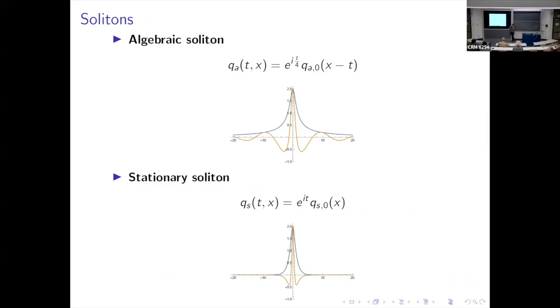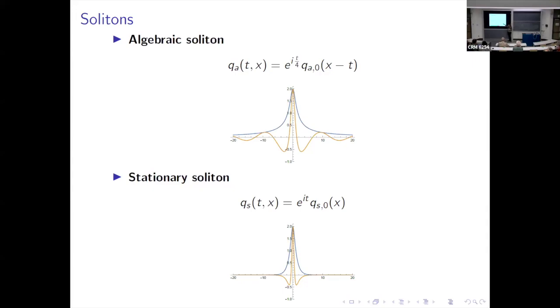I do have a lot of solitons. I will only show you two kinds: the algebraic soliton, which looks like some profile that, as we evolve in time, travels in space and also oscillates in time. Here in blue is the real part of the initial profile, and in orange is the real part of the solution at a later time. You should also imagine it traveling, but that looks better like that.